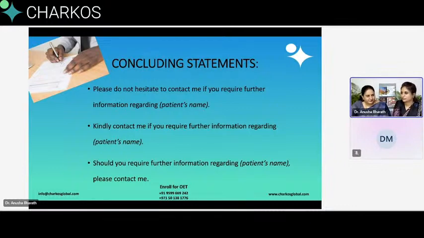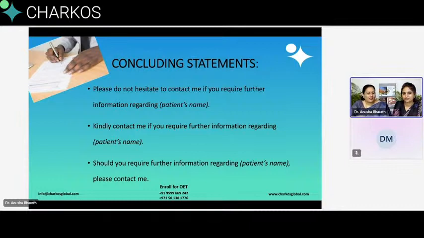For example, in this case, Mrs. Smith, we can say, kindly contact me if you require further information regarding Mrs. Smith. Or, should you require further information regarding Mrs. Smith, please contact me. You can also say, in case you require further information regarding Mrs. Smith, please contact me. But make sure to practice just one concluding statement in all your letters, so that your concentration will be on the remaining 4 paragraphs and not on the concluding statement.